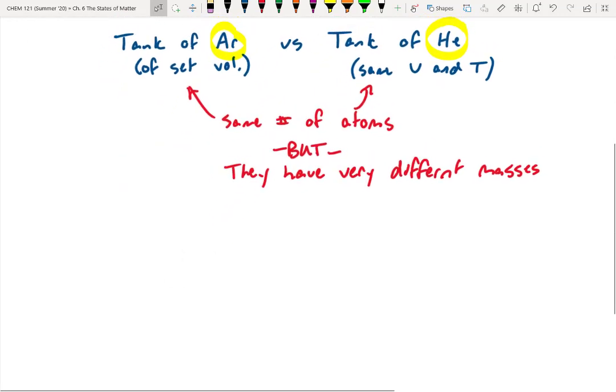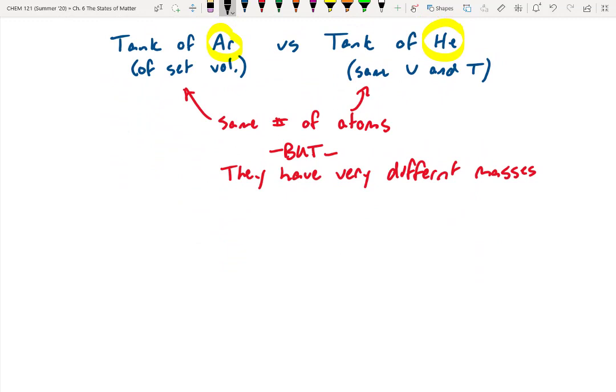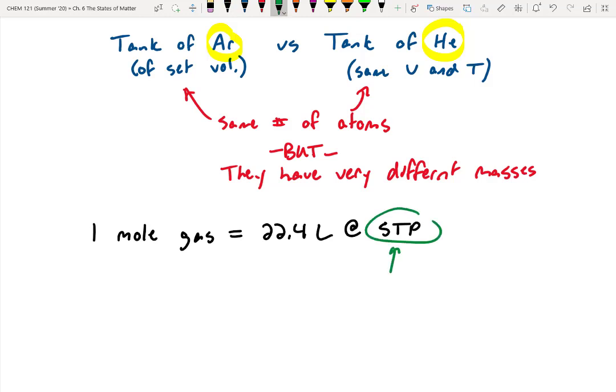And here's the key component of this: he said that 1 mole of a gas is always going to be equal to a set volume defined as 22.4 liters. And he said that this occurs at something called STP. So I'm just going to make a note: at STP. So you might be wondering what STP stands for. Well, STP stands for standard temperature and pressure.